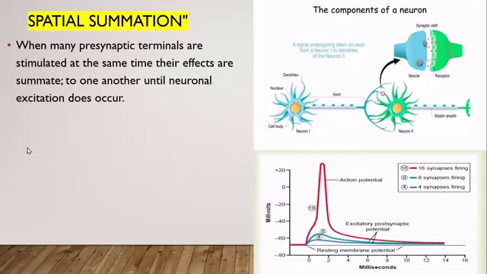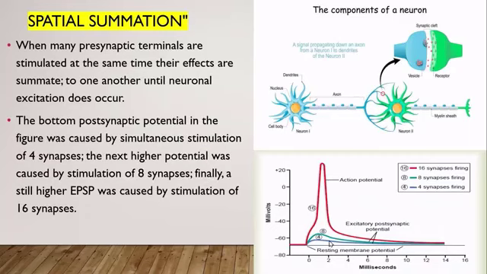When many presynaptic terminals are stimulated, here you can see that this neuron has many presynaptic terminals. When they are stimulated at the same time, their effects are summated. Summated means they are added together until neuronal excitation does occur. When the excitation from these neuronal terminals is added together, the resulting voltage is enough to produce an action potential in the postsynaptic neuron.